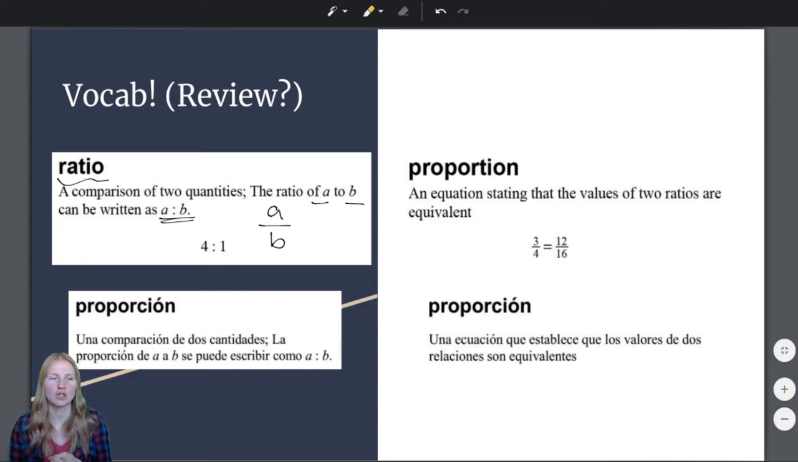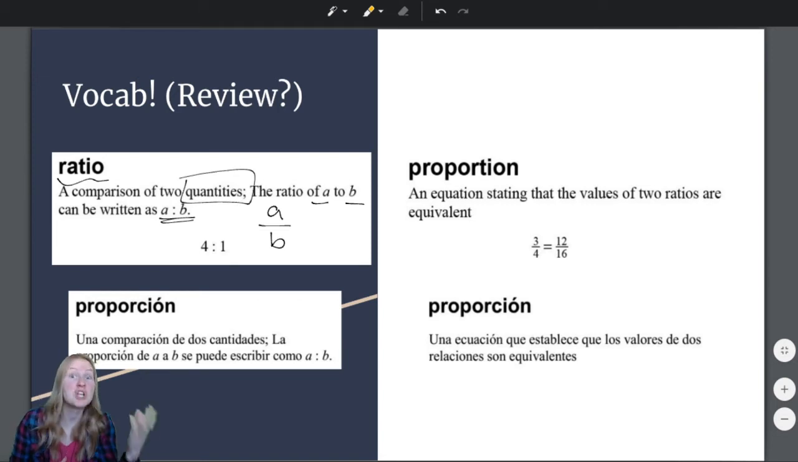You can take the ratio of boys to girls in the class. If there is one girl for every two boys, it means that there's twice as many boys as there are girls in the class. Okay, so that's what a ratio is. We're just comparing two quantities: number of girls, number of boys, number of M&Ms, number of Skittles, whatever you want. But it needs to be two quantities. So you're comparing two numbers.